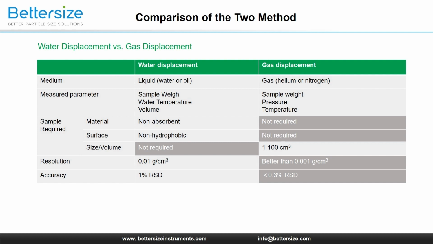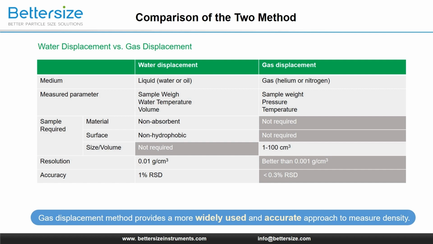In terms of sample requirements, in general, the gas displacement method is suitable for water-absorbent and hydrophobic samples. This is because the gas can displace or penetrate most of the materials, and the true density can be accurately measured. In terms of resolution, the gas displacement method is generally more precise and accurate, with better than 0.001 gram per cubic centimeter resolution and less than 0.3% relative standard deviation. Overall, the gas displacement method proved a more widely used and accurate approach to measure density.